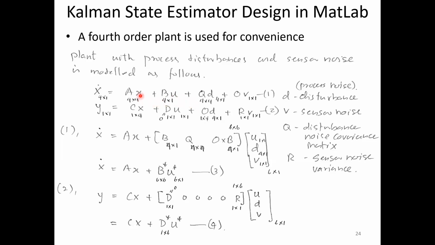So therefore, you have to figure out what is X, what is U, what is D, what are the things, and then figure out the size of these matrices. So B is 4 by 1. Then comes the disturbance. Okay. So this is the driving signal. It affects the rate of change.